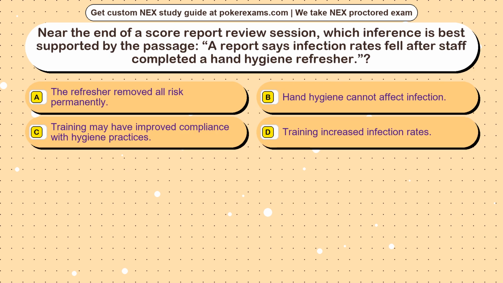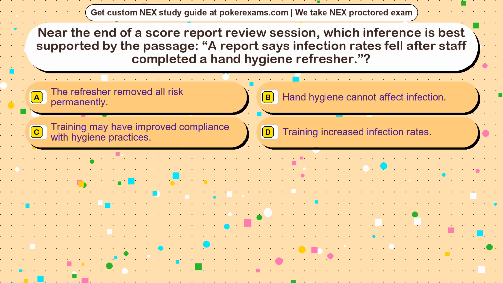Question 19. Near the end of a score report review session, which inference is best supported by the passage? A report says infection rates fell after staff completed a hand hygiene refresher. Option A. The refresher removed all risk permanently. Option B. Hand hygiene cannot affect infection. Option C. A training may have improved compliance with hygiene practices. Option D. A training increased infection rates.